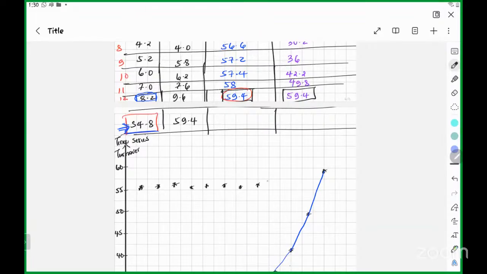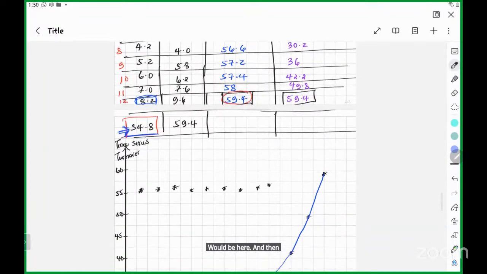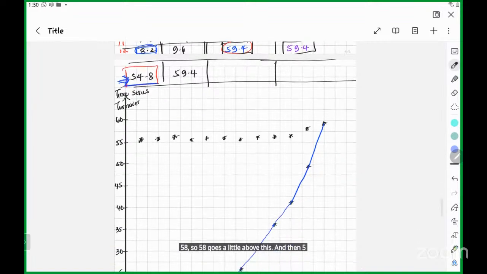Would be here. And then 57 point, 56.2. Yeah. And then 57.4, which is almost similar. 58. So 58 goes a little above this. And then 59. So we join the points.